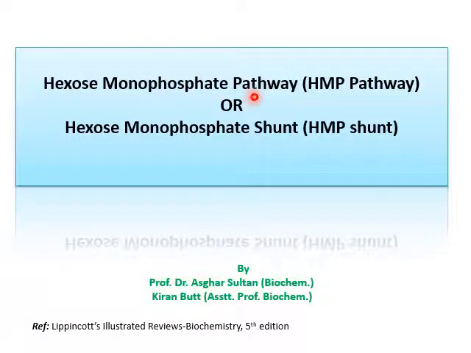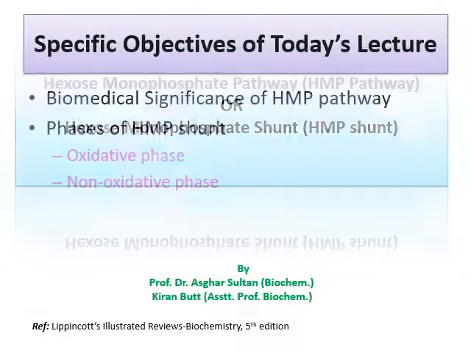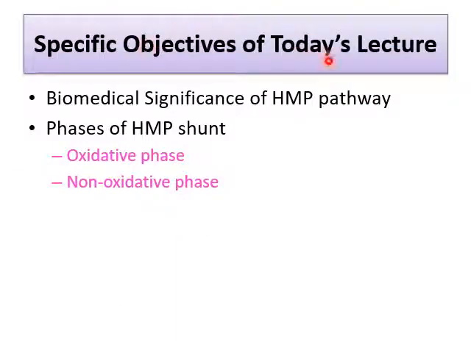Hexose monophosphate pathway, abbreviated as HMP pathway, or hexose monophosphate shunt, is a very unique metabolic pathway. It generates several important compounds which are used in a number of biochemical reactions in the human body. In today's lecture, we are going to discuss the biomedical importance or significance of HMP shunt, and then we would see two important phases of this pathway.